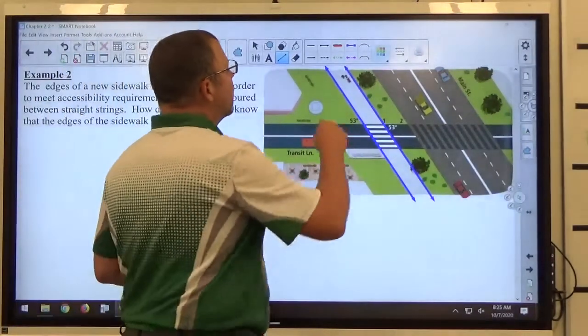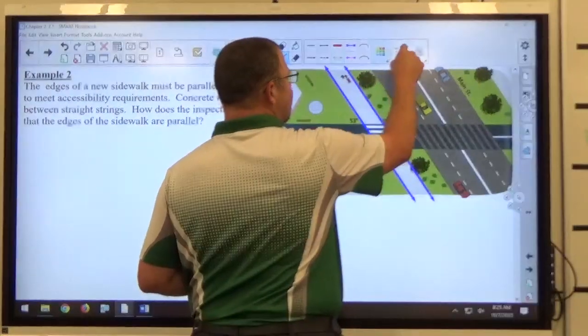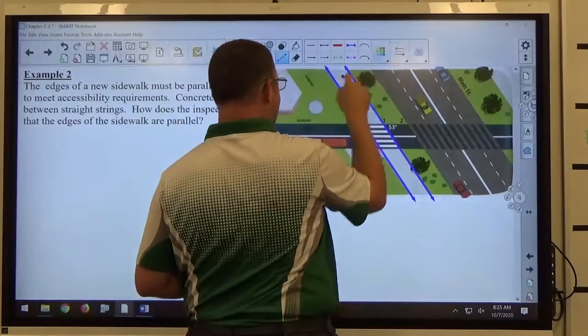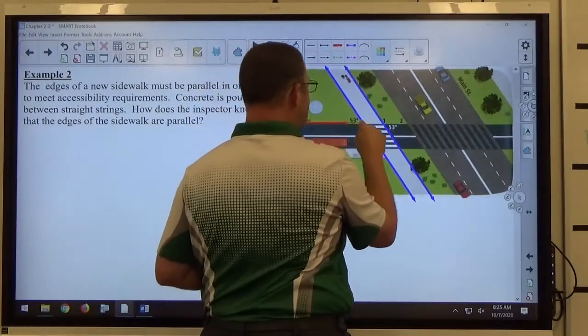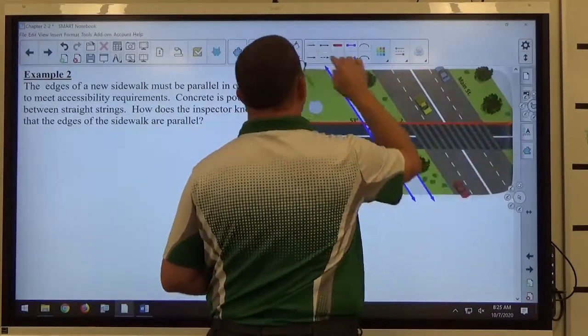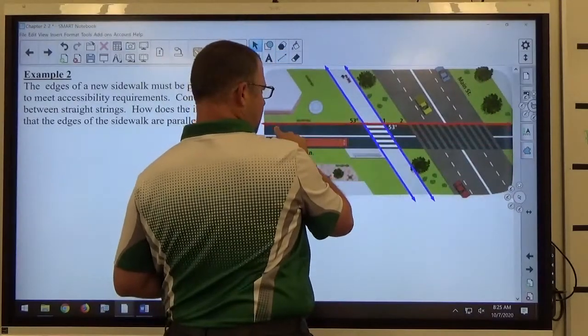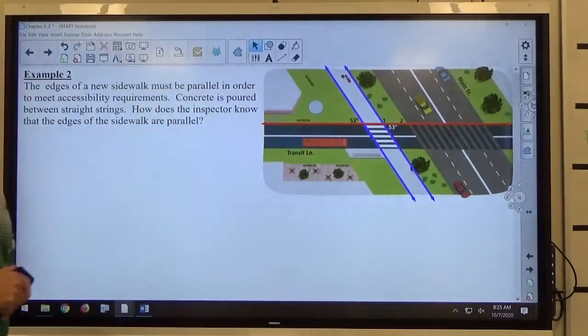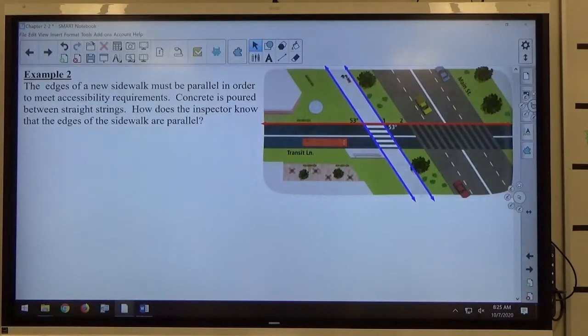Now, if you take a look at the road that makes an angle with the sidewalk, let's make the road's line red. Here's the road's line making the transversal to the sidewalk string lines, right? Concrete's poured between straight strings. How does the inspector know the edges of the sidewalk are parallel?